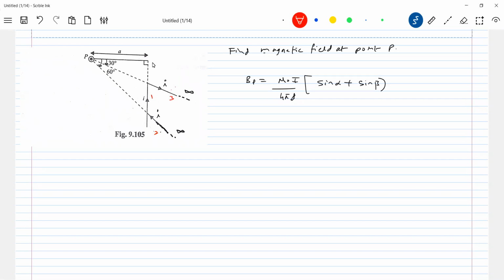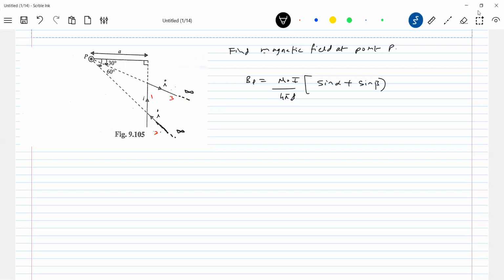And due to 2 and 3, how much is B bar at point P? Should be 0, no? Because the point P lies on the axis of the conductor. There's a conductor, and the point P lies on the axis of the conductor. Similarly, point P lies on the axis of the third conductor. This is like a semi-infinite wire. 3 and 2 are semi-infinite wires. One end is at infinity, the other is at a finite point. And the point P lies on the axis of the conductor.